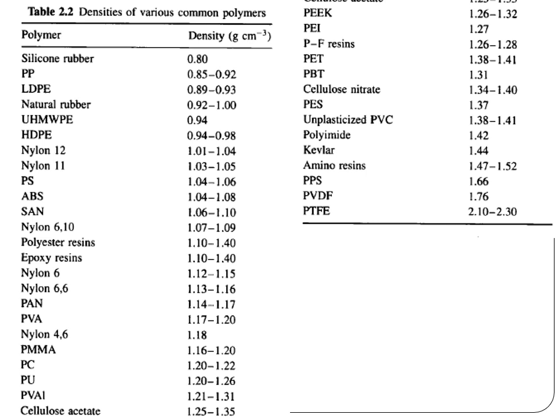This table shows the densities of various common polymers. For example, the silicon rubber has the density of 0.80. The polyethylene terephthalate has the density in between 1.38 to 1.41. The amino resins have density 1.47 to 1.52, etc.